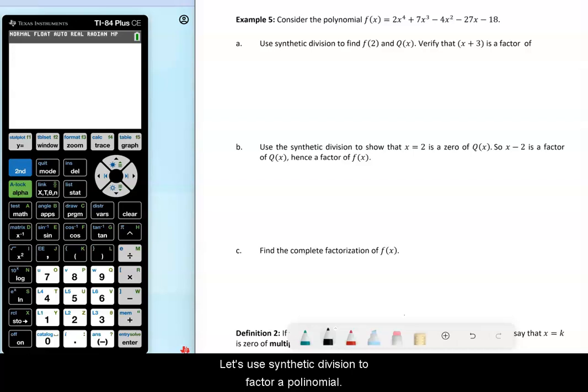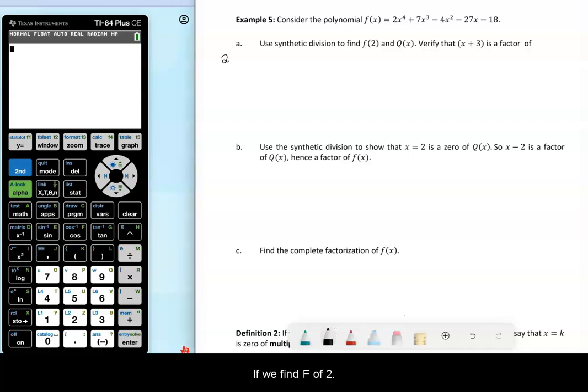Let's use synthetic division to factor a polynomial. So let's start off with example 5. It says, consider this 4th degree polynomial. And taking a look at part A of this problem, it wants us to use synthetic division to find f of 2 and q of x. So let's start with that.